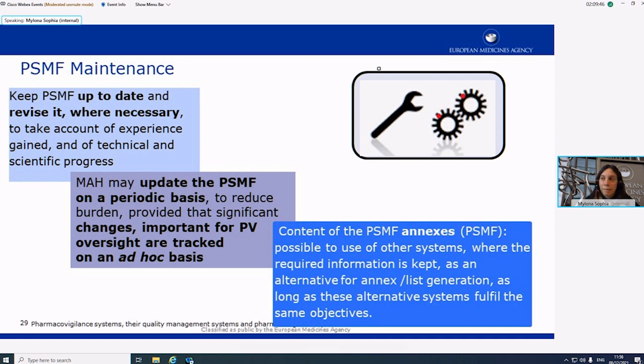And coming back to the annexes, this more detailed information, you need to see whether you could have some lists or use already existing systems to generate the lists that you will need for the annexes. And this will be acceptable as long as everyone knows where to find them and how to access them. Next slide.